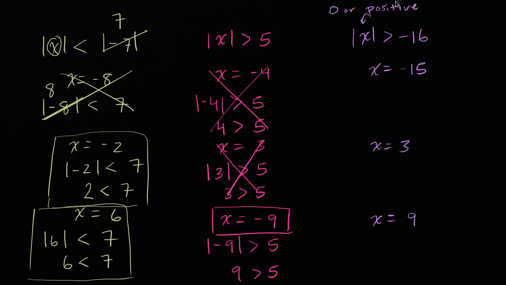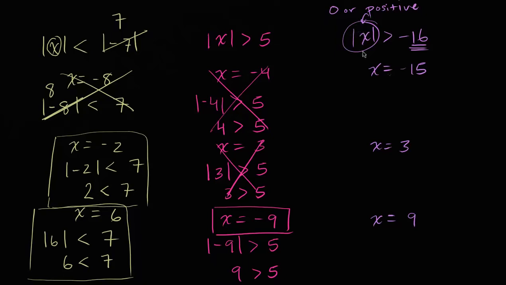So this right over here is 0 or positive. Something that is 0 or positive is always going to be greater than a negative number. So this is actually true for all x's. We don't even have to try them out. Well, actually, we will try them out just so you see that. But this is going to be true for all x's, because when you take the absolute value, if x is 0, it's going to be 0. But for any non-zero value of x, the absolute value of it is going to be positive.